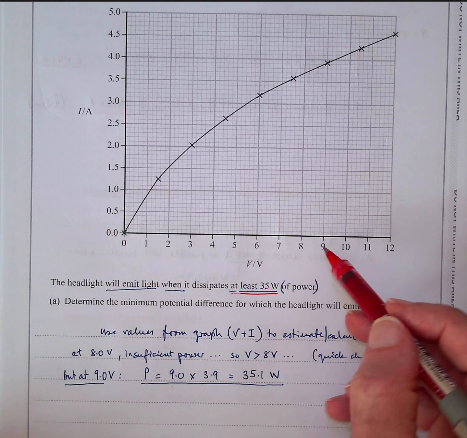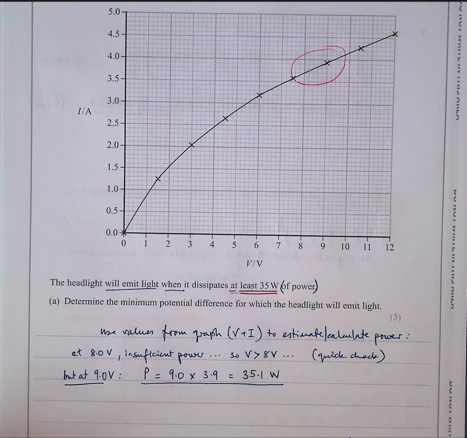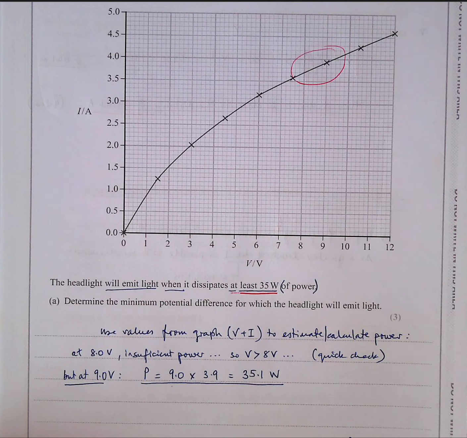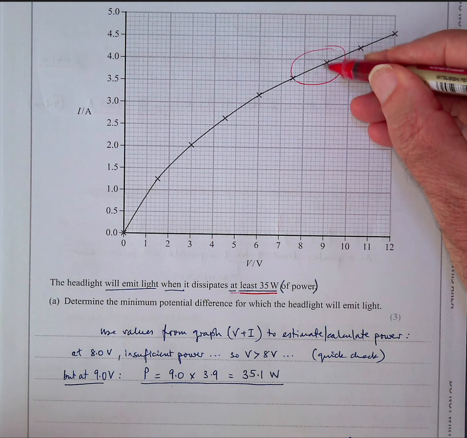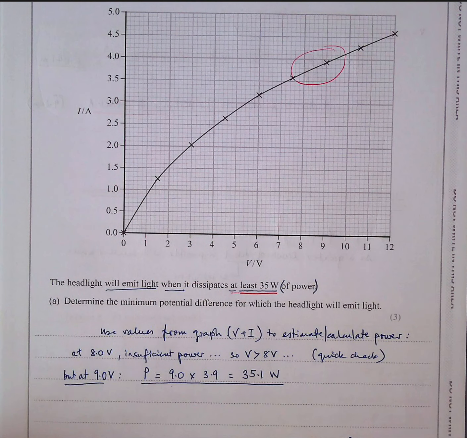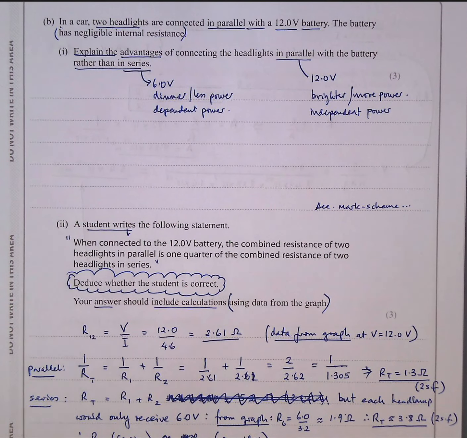So I looked at it very quickly and I can see it's going to be around about here. You put the values in at 8, it's insufficient power. If you do a quick calculation, you'll see it falls short of the 35. At 9, it's just over, so the minimum potential difference would be 9.0 on this graph. If you try 8.8, you'll see that it comes slightly underneath. So the answer is 9.0 volts. Okay, so that is the beginning of question 16.